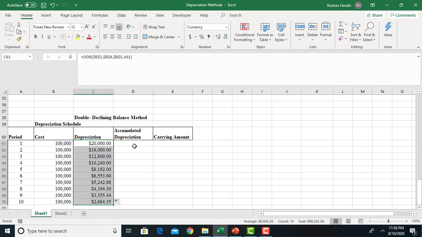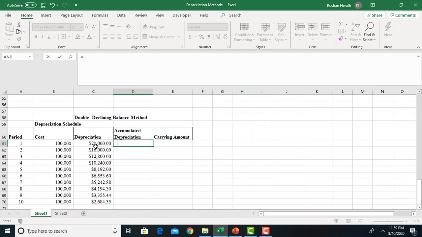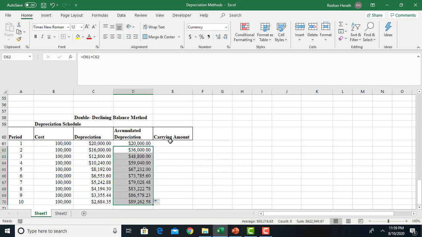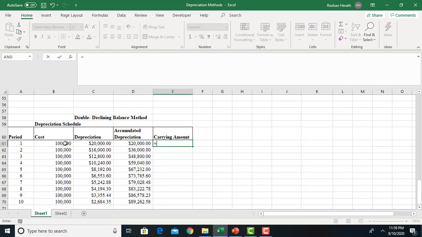So this is it. As explained, in the first period the depreciation is higher, then in the subsequent periods you can see the depreciation gradually decreases. Then the accumulated depreciation: the first year is the same amount, but from the second year onwards it is the last year's accumulated depreciation plus the current year's depreciation. So you can take them down, and thereby the carrying amount can be located.